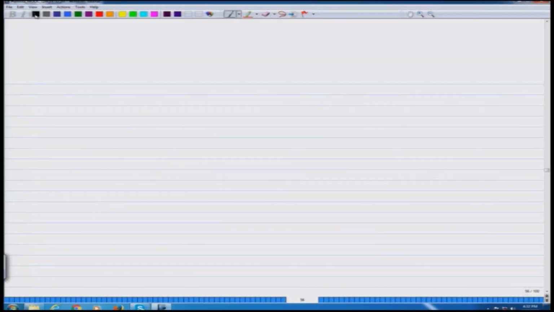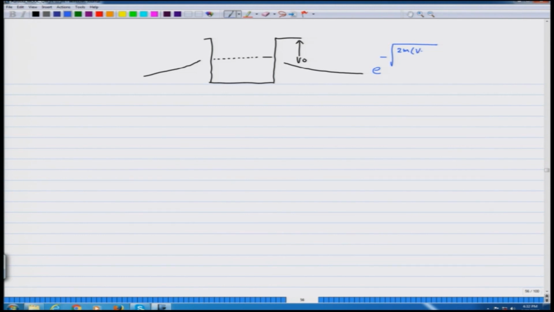So, what we have now? We have this box of finite height of V 0, energy must be somewhere in between for a bound state, and for that the wave function decays on this side and decays on this side. On the right side, the wave function goes as e raised to minus square root of 2 m V 0 minus E over h cross square x. On the left hand side, the wave function goes as e raised to plus square root of 2 m V 0 minus E over h cross square x, and in between it will be a linear combination.